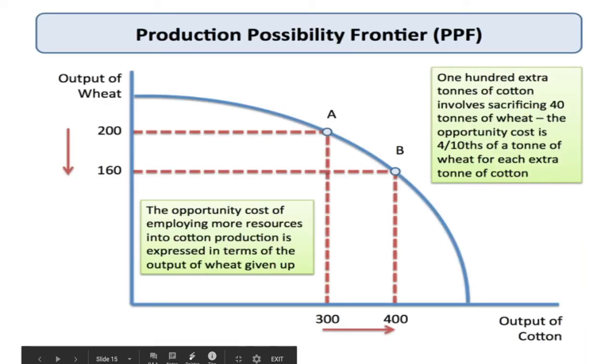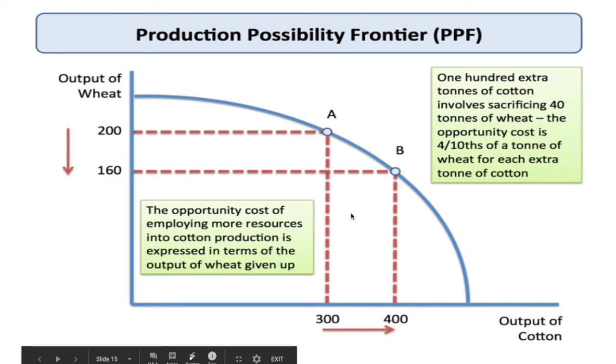So here's another example. If we were shifting from point A to point B on this particular production possibilities curve, what would the benefit be and what would the opportunity cost be? So let's analyze what we have here. Output of wheat on the y-axis, cotton on the x-axis. When we move from point A to point B, we are gaining on the x-axis. We go from being able to produce 300 units of cotton to 400.